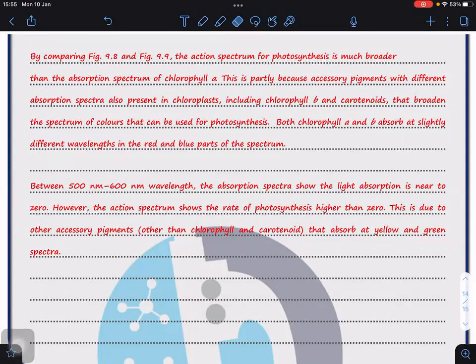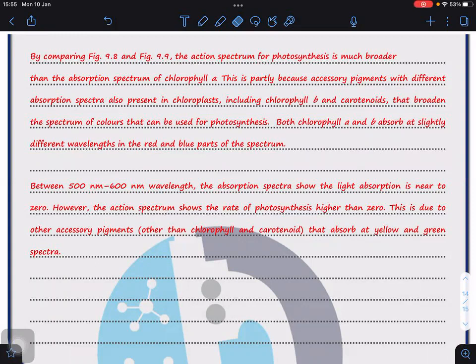Useless. Okay? So between 500 nanometer to 600 nanometer wavelength, the absorption spectrum shows the light absorption is near to zero. However, the action spectrum shows that the rate of photosynthesis is higher than zero, much higher than zero. So this is because of the other accessory pigments. Not chlorophyll A, chlorophyll B, carotenoids, but other kinds of pigments that absorb the light energy and pass this energy on to the reaction center.